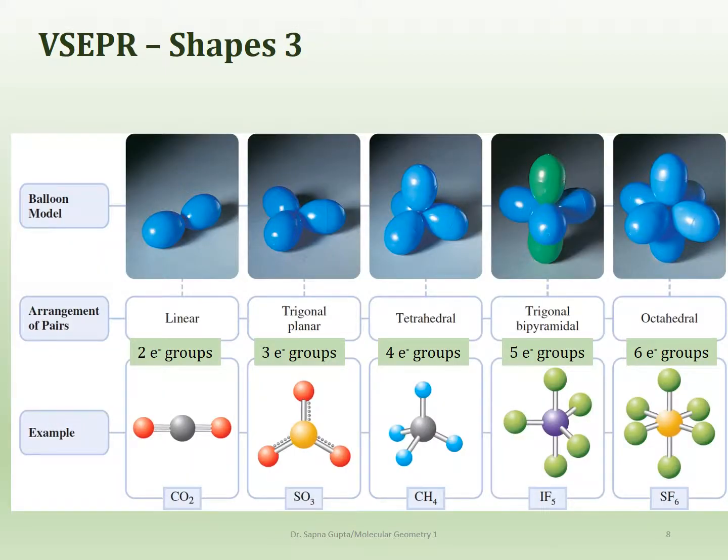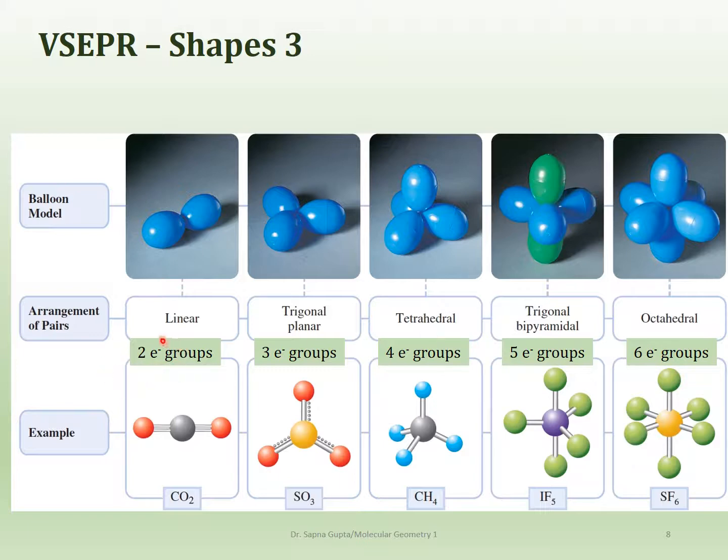Looking at all these shapes together in one slide, right here on the top, it's shown to you what is called the balloon model. Technically speaking, if you tie the balloons together, they will try to be as far away from each other as possible. You can try that out if you want to. In any case, this is a nice little demonstration of the shapes of the molecules. So we'll start with 2 electron groups, go on to 3, 4, 5, and 6.